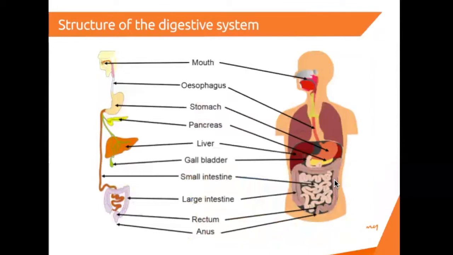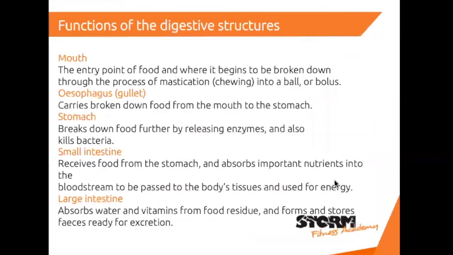And this is the structure. So if you look at it, they're all the different components. You've got your mouth, your esophagus, stomach, pancreas, liver, gallbladder, small intestine, large intestine, rectum, and anus. So let's talk about how they work and what the functions of each are.